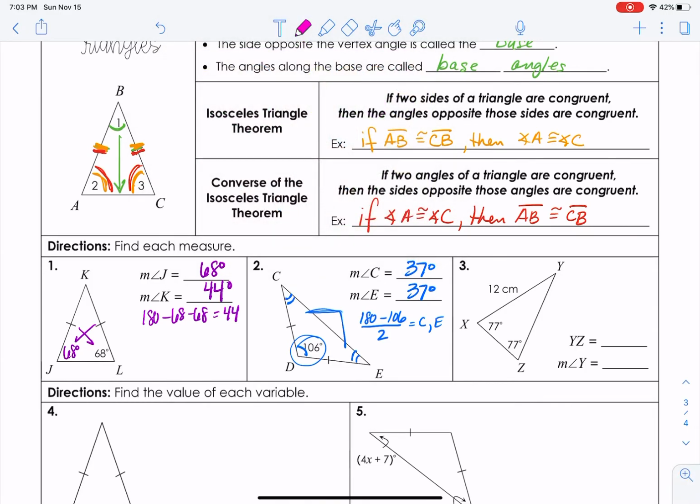For number 3, this one uses the side theorem. So this is the side opposite that angle, and that's the side opposite the other base angle. That means that YZ is also 12 centimeters, because if the angles are congruent, then the sides are congruent. And then to find angle Y, it's 180 minus 77 minus 77. And that's angle Y, and that is 26 degrees.